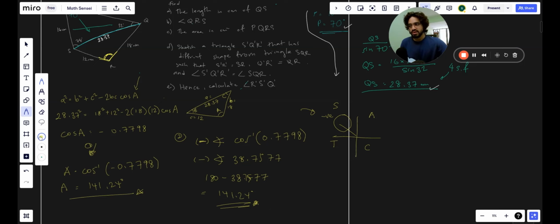Just to have you clear, one more thing: what does this answer actually mean? This answer means there is another triangle, which is the negative solution, which could look something like, let's say, this length is the same as here. So the triangle looks like this. This is your acute answer, where it is 38.7577 and so on. This is your C, and then this is 18 cm long, and then this is your 12 cm long. Hope you understand.